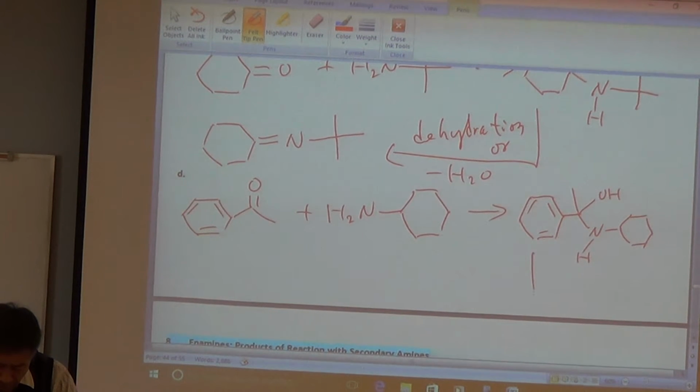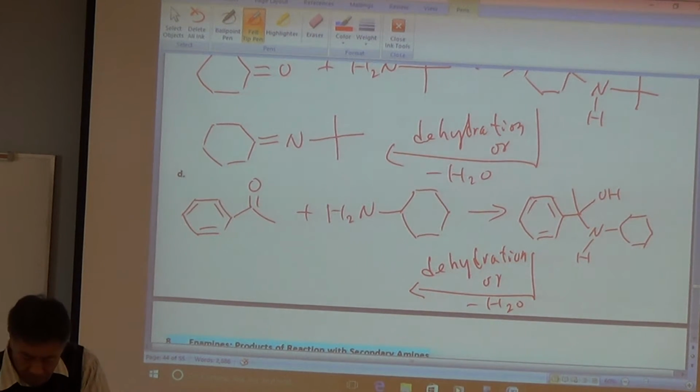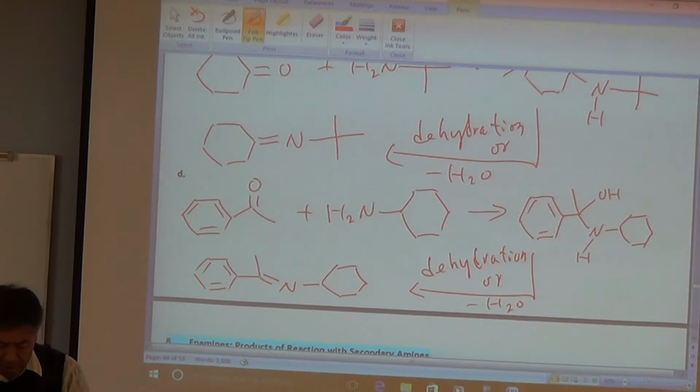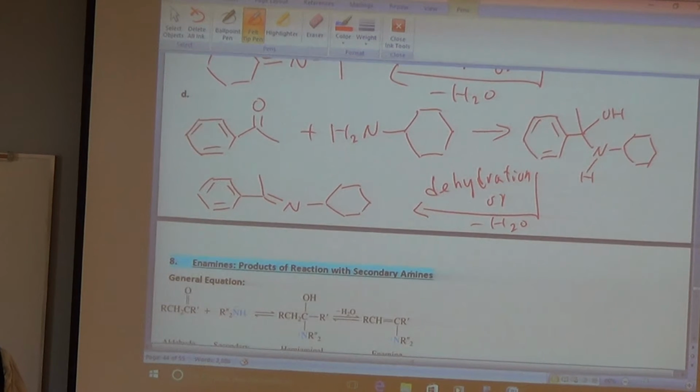Then this hemiaminol undergoes dehydration, obviously minus H2O. Now you have a double bond between the N and C. Any questions?